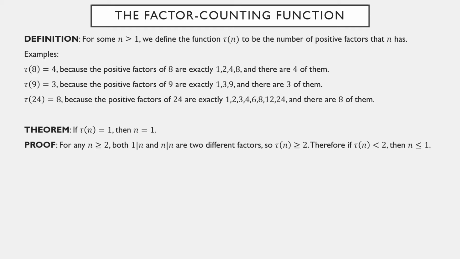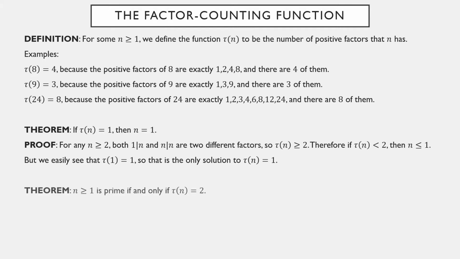Of course, this function was only defined on n bigger than or equal to 1. So the only number for which it could even be possible for tau of n to be 1 would be 1 itself. And tau of 1 is 1. The only positive factor of 1 is 1. That's a single factor, so tau of 1 is 1. So the only number for which tau is 1 would be plugging in 1 itself.